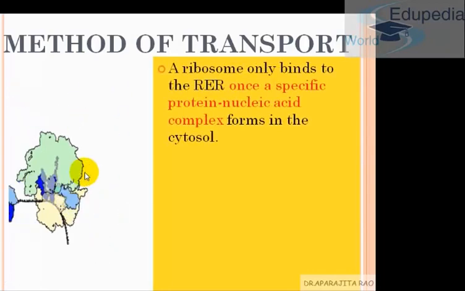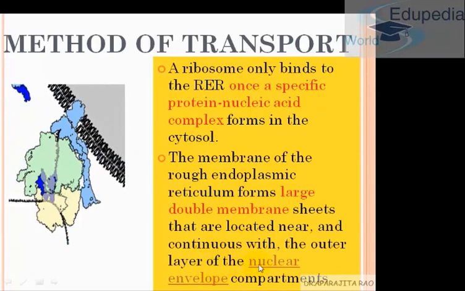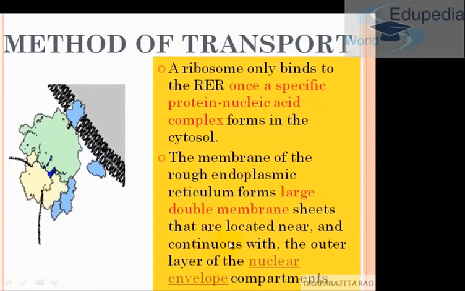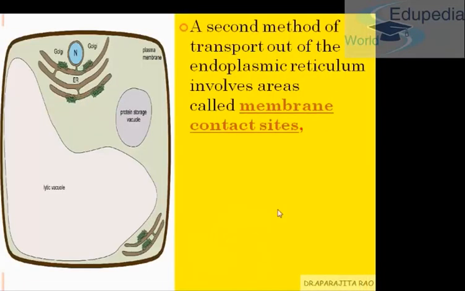In the rough endoplasmic reticulum, a ribosome is responsible for the transport, and the ribosome only binds once a specific protein nucleic acid complex forms in the cytosol, and the nucleic acid responsible here comes from the nucleus of the cell. Another thing is that the membrane of the rough endoplasmic reticulum forms a large double membrane sheet that is located near and continuous with the outer layer of the nuclear membrane. Because of the connection with the nuclear membrane, the transport can easily take place between the nucleus and the endoplasmic reticulum.